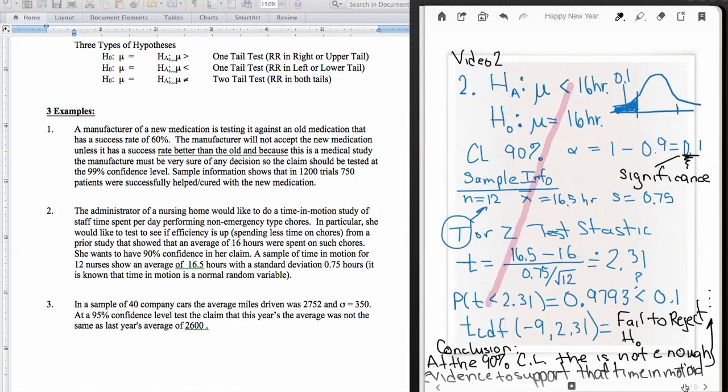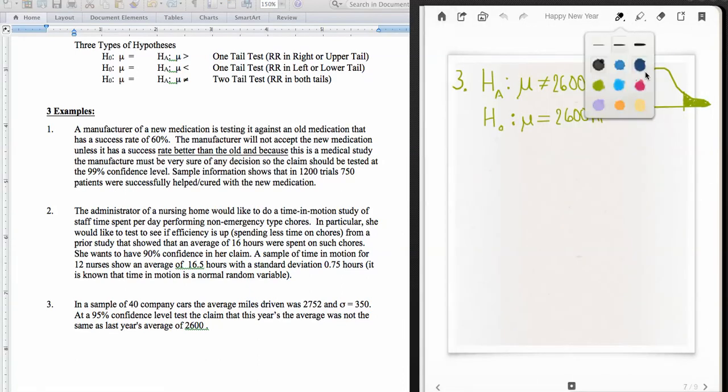All right, now let's move on to our final hypothesis test. And this one is our two-tailed test. So in this particular one, let's go read the problem again. In a sample of 40 company cars, the average miles driven was 2,752 with a standard deviation of 350 miles and a 95% confidence level. So now remember, this 95% confidence level goes right here in the middle because this is a two-tailed test, so the 95 goes in the middle.